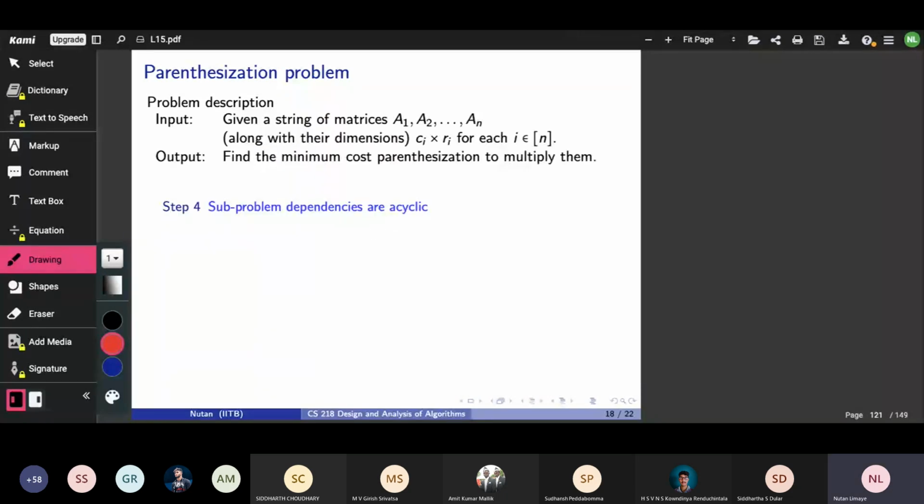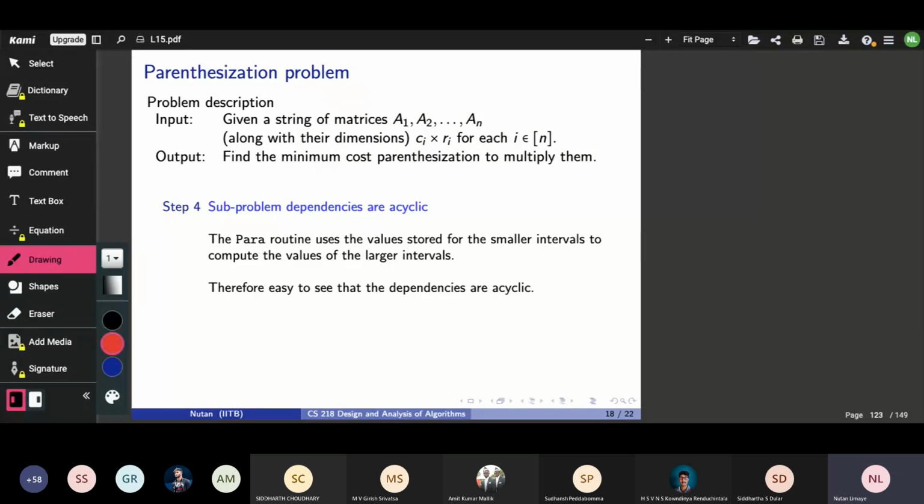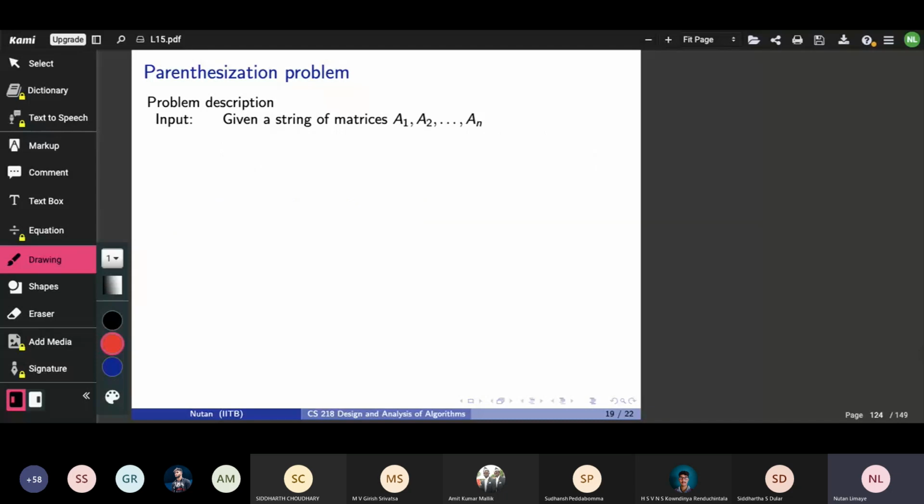Now, one has to also argue that the problem dependencies are acyclic, but like I told you before, if you define the subproblems carefully, then this step is kind of easy most of the time. So we saw that the subroutine requires the values stored for the smaller intervals to compute the values of the larger intervals. So we are never forming any cycles in dependencies. Only smaller ones are being used to compute the larger ones.